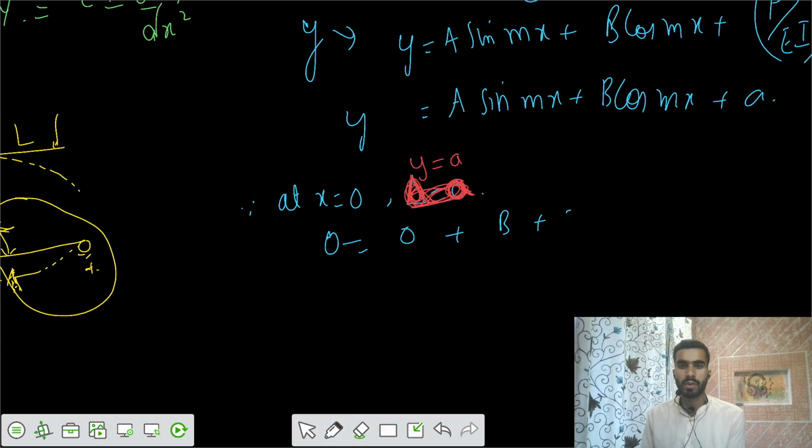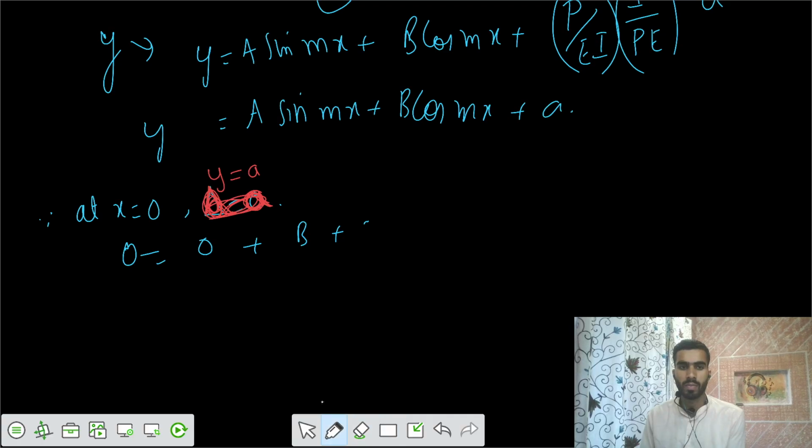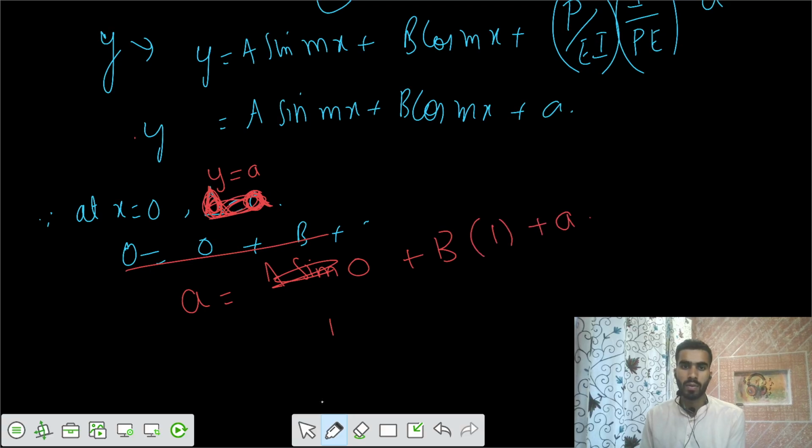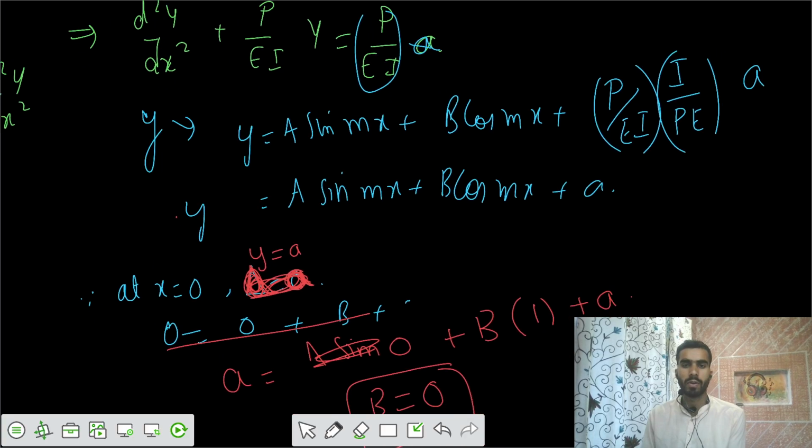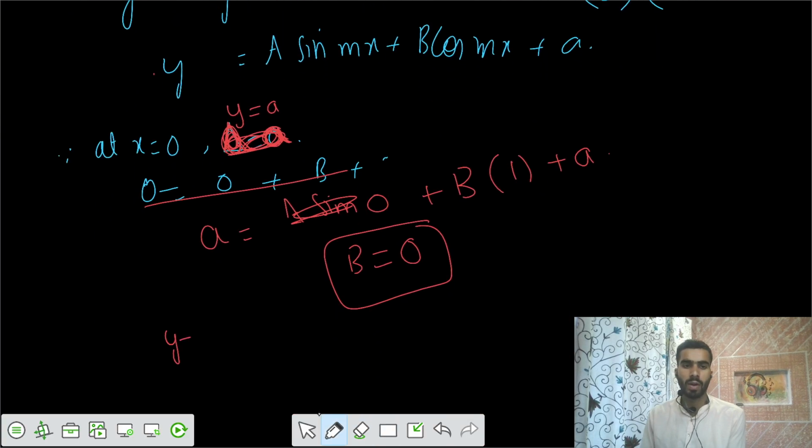So if I have that equation, I would say a equals A sine mx, that goes to 0 because sine of 0 is 0, plus B cos of 0, that's 1, plus a. So B is equal to 0. Now we got the final equation: y equals A sine mx plus a.